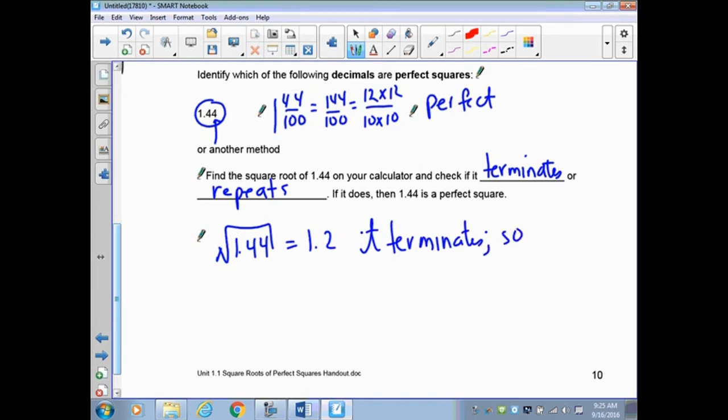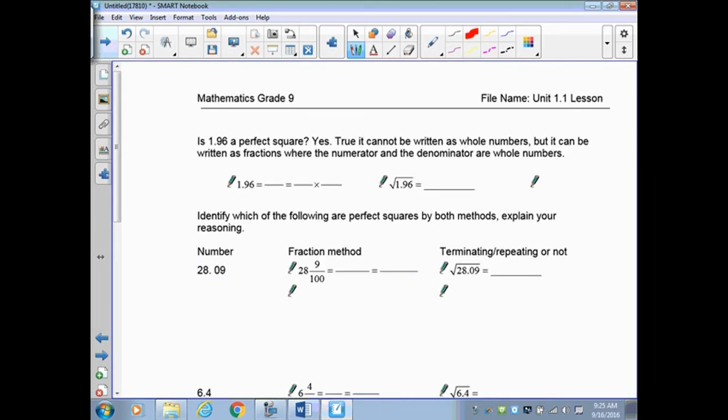So 1.44 is a perfect decimal, or perfect square. You should be getting to the point where you can do this. All right, let's take a look at the next question, and I'd like you to try this yourself. See if you can fill in the blanks to tell if 1.96 is a perfect square. Pause the recording and do that one.